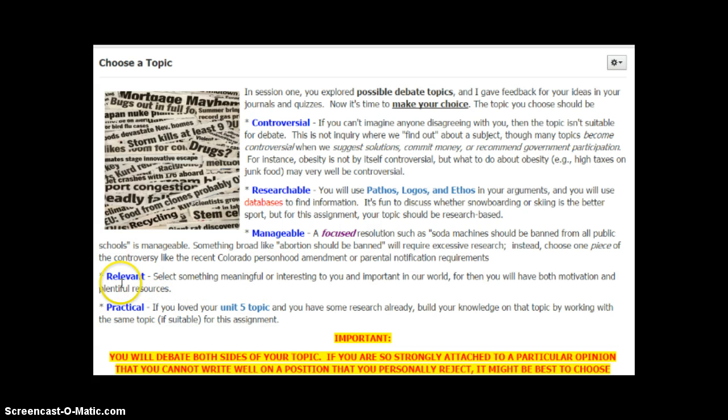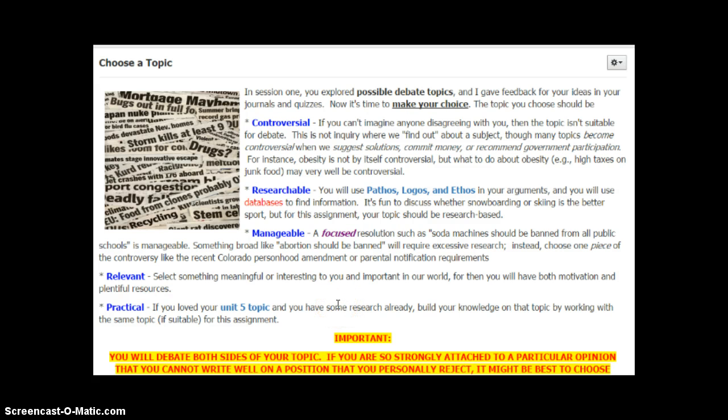Something relevant. I always think that students should do something that they're interested in. You're more motivated. Choose something that may inspire you in the future to take action. That's what school is about. And then something practical. If you loved your Unit 5 topic, or say you did some research already and you're behind, this is a good chance for you to build on your subject knowledge for that topic and use that topic for debate.